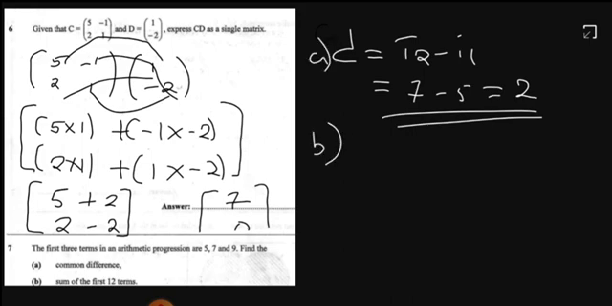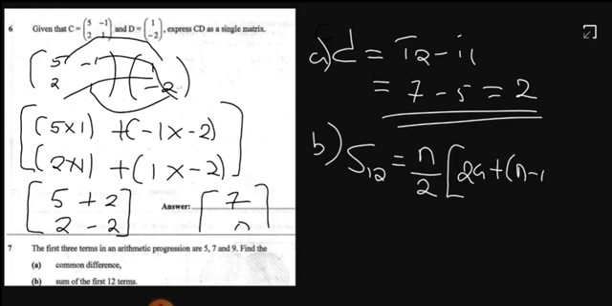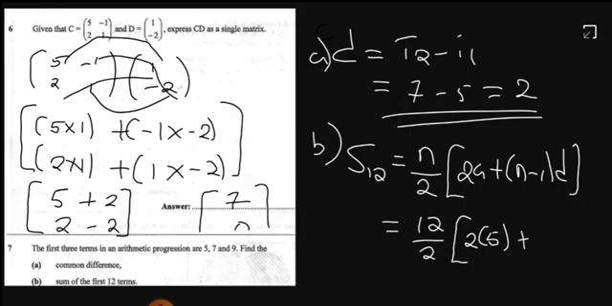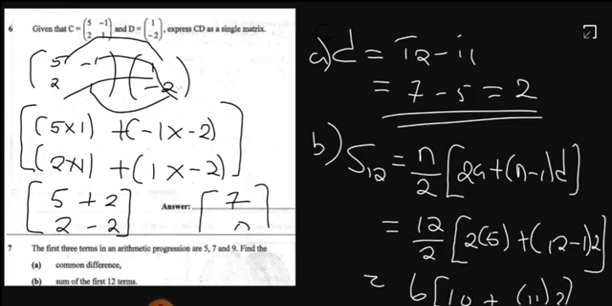Then B, the sum. So the sum of 12 terms is given by n over 2, open brackets, 2a plus n minus 1 times d, close the brackets. So n is the number of terms, that is 12 over 2. A is our first term, which is 5. N the number of terms, 12 minus 1, and d is 2. So we are having 2 into 12 is actually 6. 2 times 5, that is 10, plus 12 minus 1, that is 11, times 2.